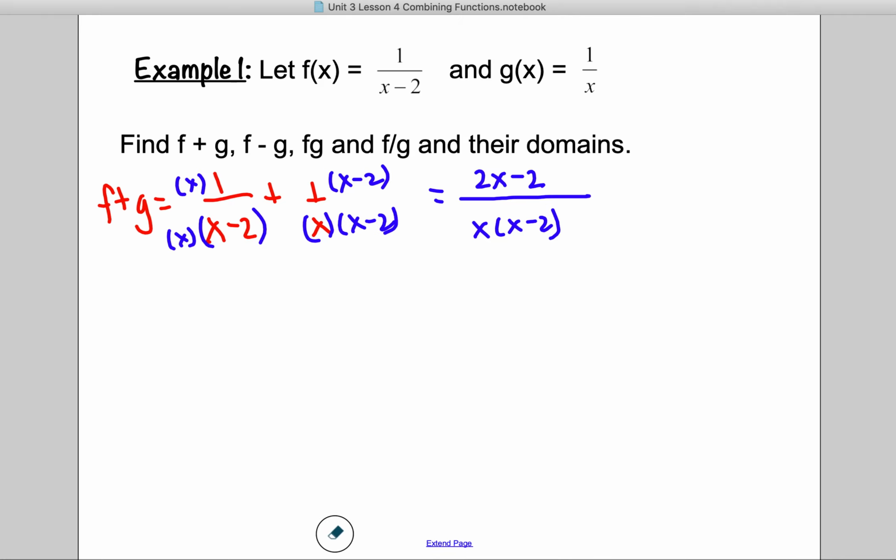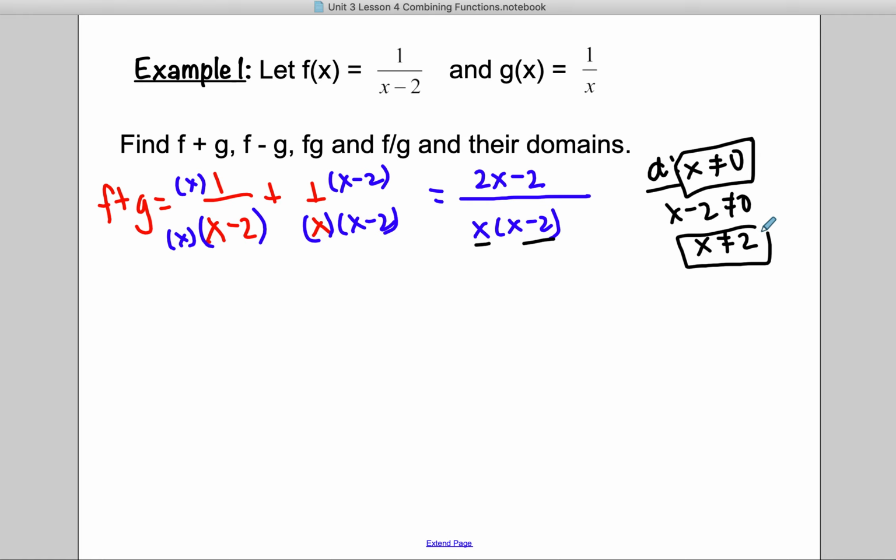Then we got to talk about the domain. Okay, the domain is what numbers you cannot have in your denominator. So I would set the denominator equal to 0. So my domain, x, set each one equal to 0. So x cannot equal 0, and x minus 2 cannot equal 0. So x cannot equal 2. Okay, so for that one, my domain would be x cannot be 0, and x cannot be 2. Let's move on to subtracting.